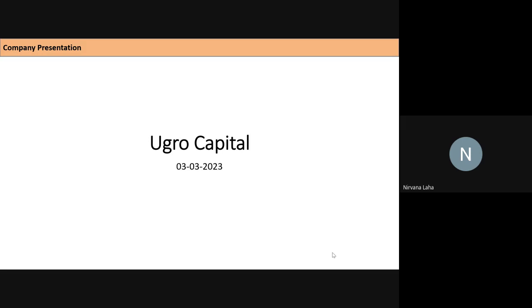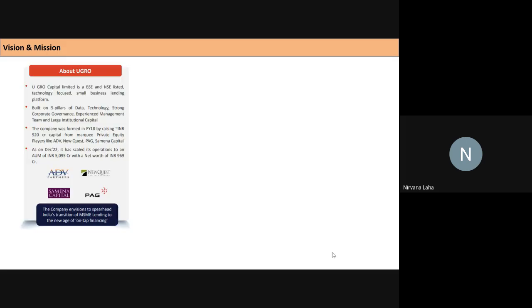So we start with the story of UGRO Capital, right? It has a very interesting story. So first we start with the vision and mission of the company. What does the company talk about? So UGRO basically is a company which got listed in 2019. If you read here, the company envisions to spearhead India's transition of MSME lending to the new age of on-tap financing. So we'll understand what they mean by all of these terms.